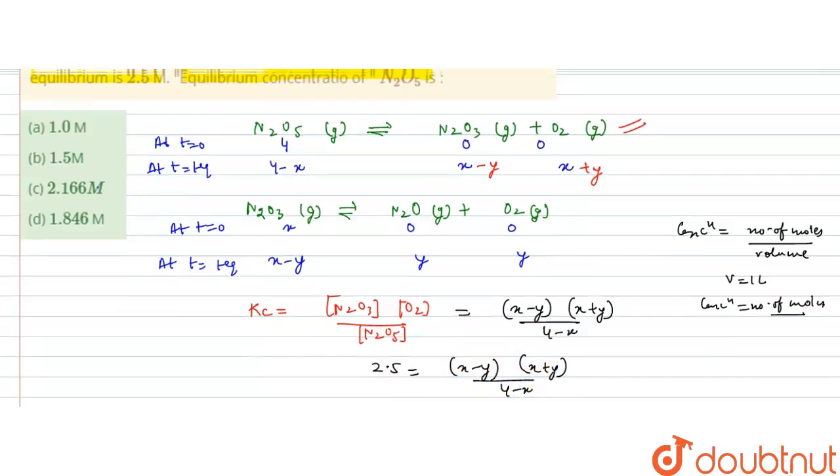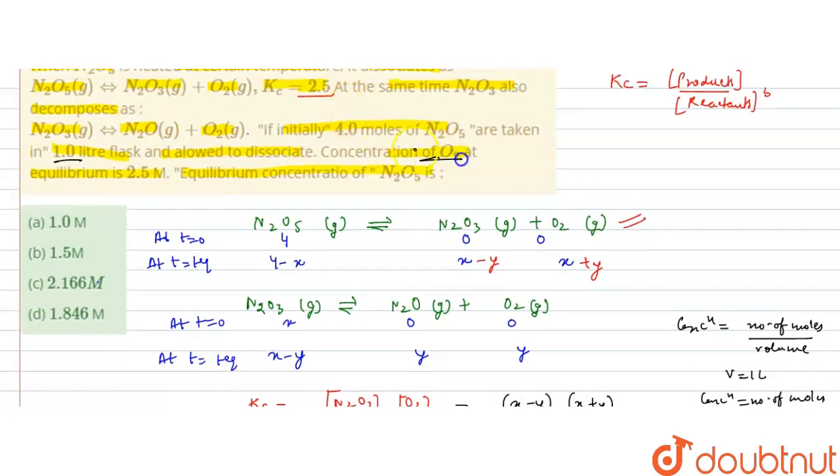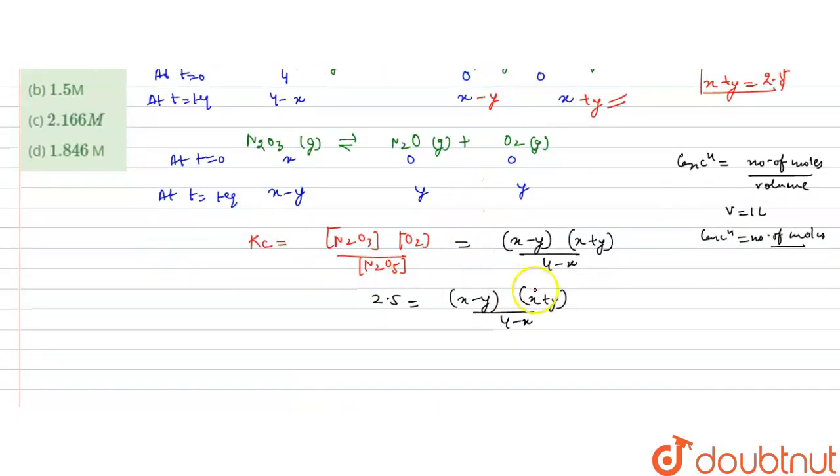Now it is also given that the concentration of oxygen at equilibrium is 2.5 molar. It means x plus y equals 2.5, because the concentration of oxygen at equilibrium is x plus y. Now if we put x plus y equals 2.5 here, it will be (x minus y) into 2.5 divided by (4 minus x). So this 2.5 will be cancelled, and we will get 1 equals (x minus y) upon (4 minus x). So that will be 4 minus x equals x minus y.